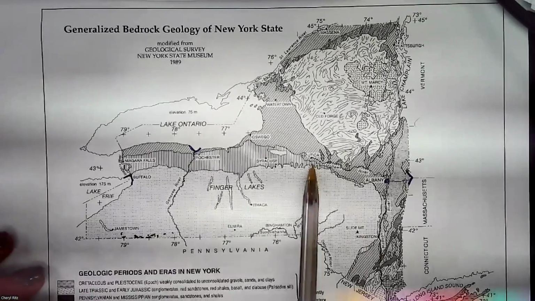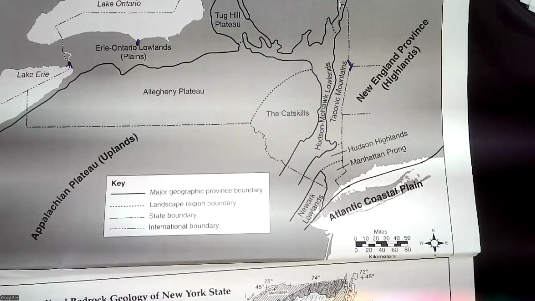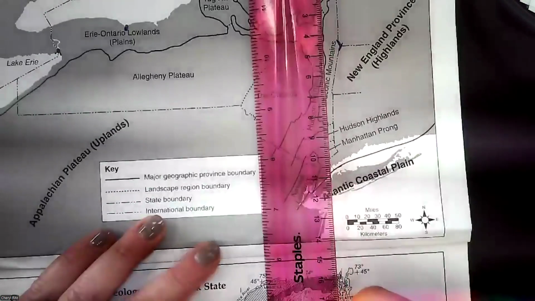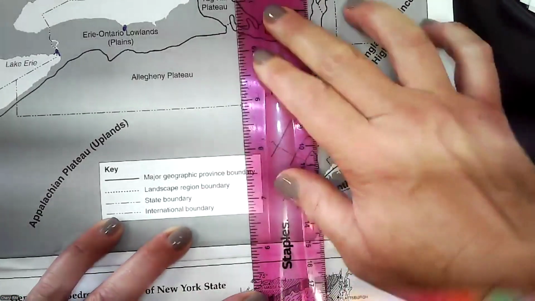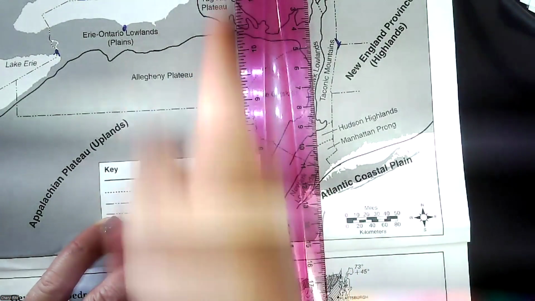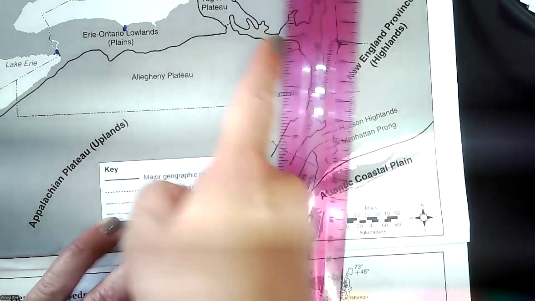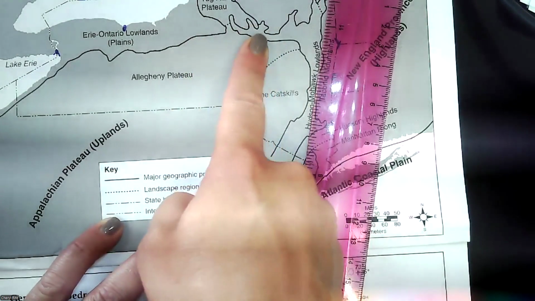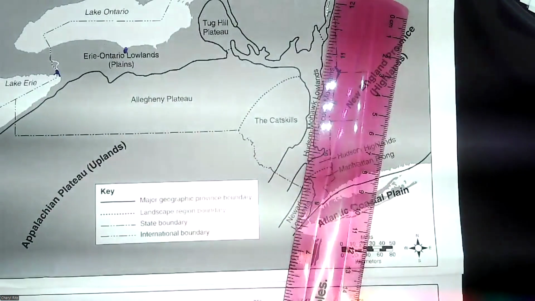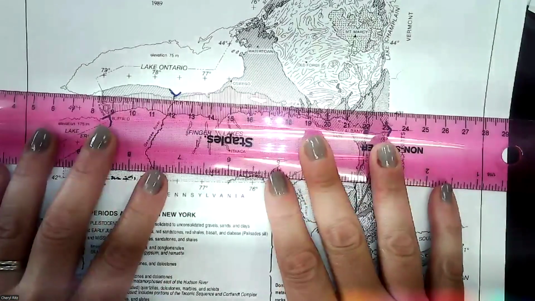The problem with Utica is when you follow Utica up using, apparently, I got rid of my ruler. When you follow Utica up using a ruler, it is going to be somewhere along this line, which could be the Allegheny Plateau. It could be this little section that is part of the Hudson Mohawk lowlands, or it could be the Tug Hill Plateau, like longitude wise.